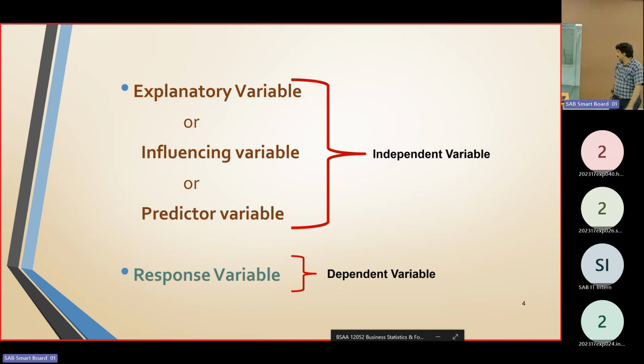In this section, the dependent variable is called the response variable, while the independent variable is called the explanatory variable, influencing variable or predictor variable.